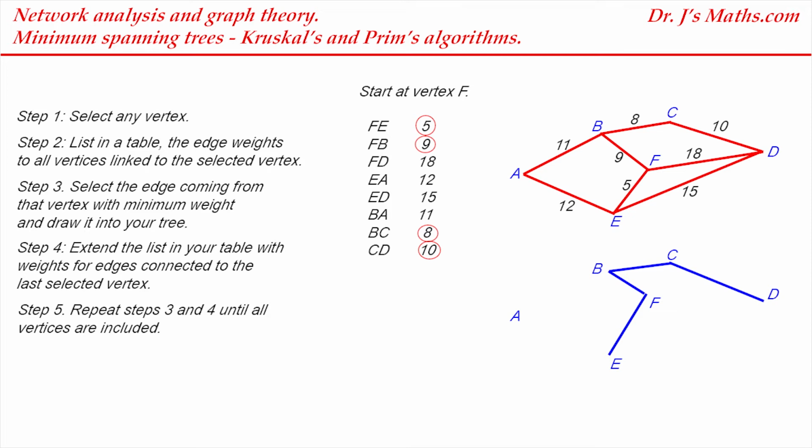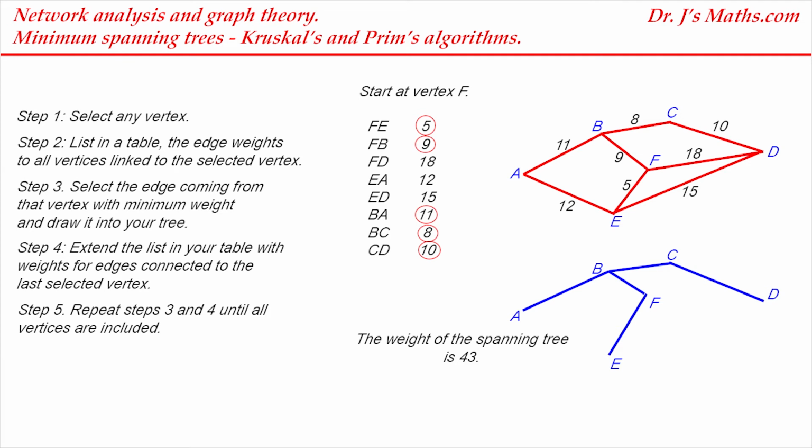From D, I already have DC, I just used that. DF is already there, DE is already there, so I can't add any more information to my table at this stage. And so I look along for my smallest number. BA is 11, that's the smallest. Now I join B to A, and I notice that all my vertices have now been used. So I have my minimum spanning tree, and the total weight of it is the sum of the numbers which I've circled, and so that's 43.